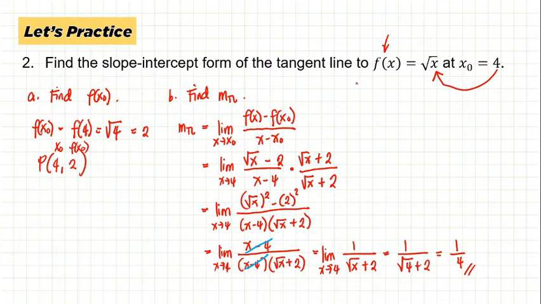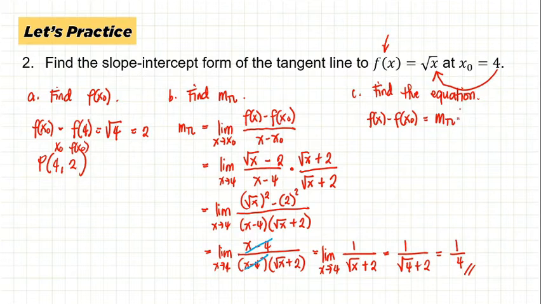Okay? Now for letter C, we will now find the equation. So just apply the formula. You have f of x minus f of x sub o equal to m sub TL times the quantity x minus x sub o. So f of x is given here, that is the square root. We just substitute x sub o, f of x sub o, and m sub TL. So we have f of x minus f of x sub o, which is 2, equal to m sub TL, which is 1/4, times the quantity x minus x sub o, which is 4.